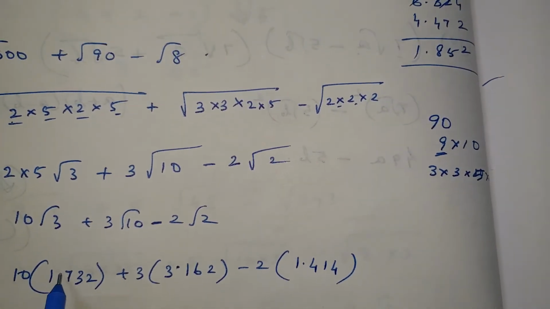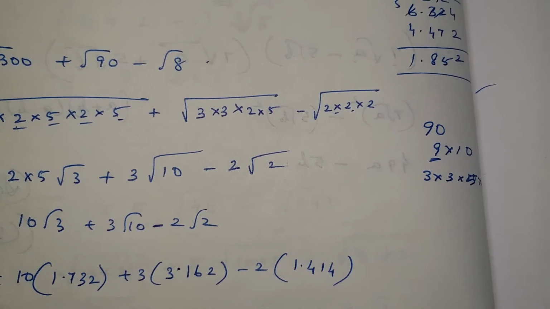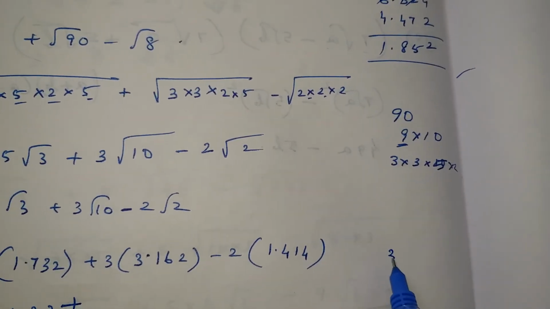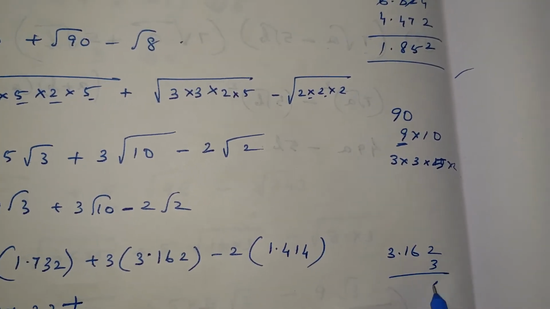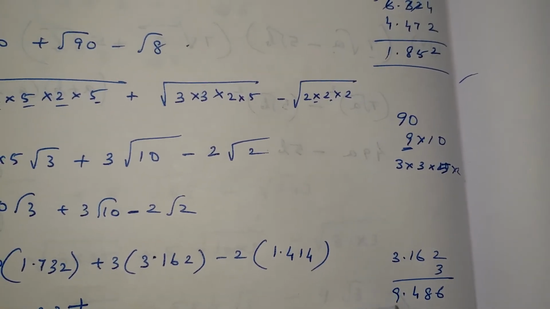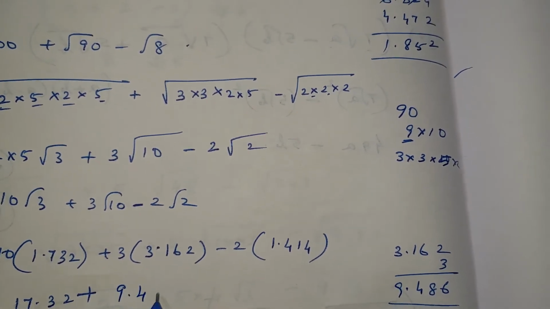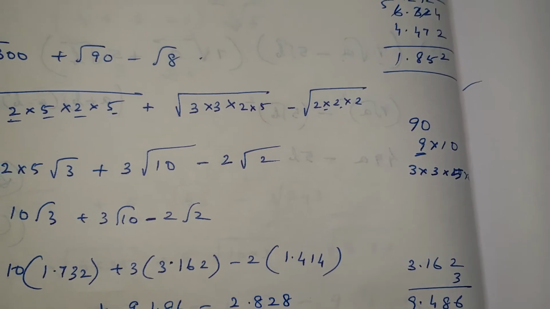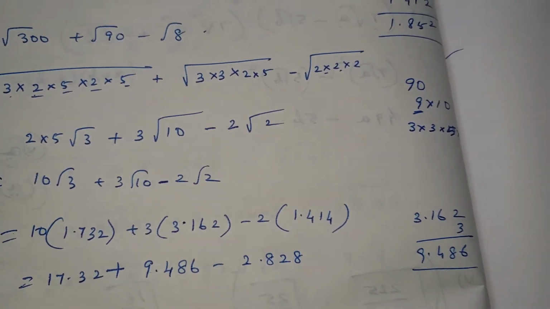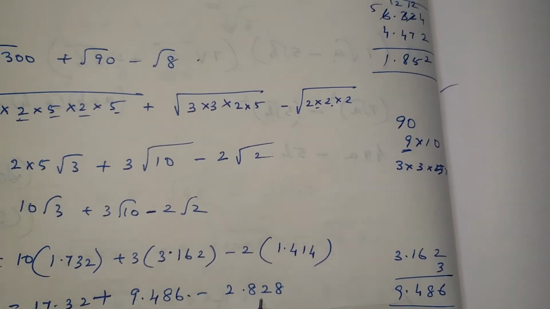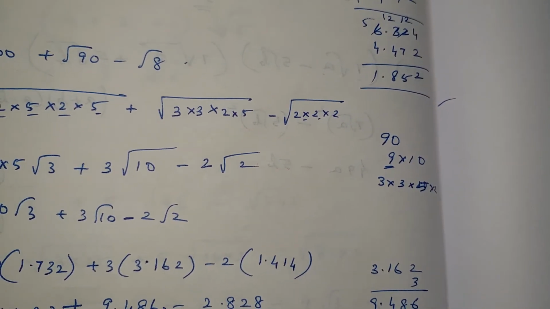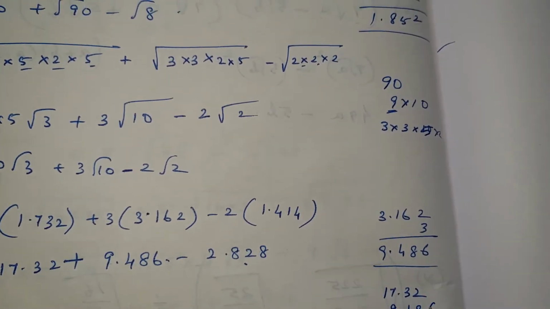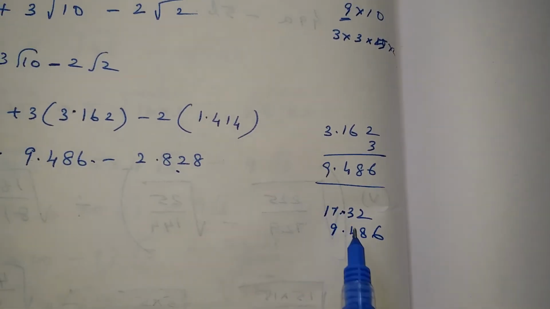Now, multiply this by 10, which means the decimal will move by one place. So, you will get 17.32 plus 3.162 into 3, which is 9.486, minus, multiply this and you will get 2.828. Okay. So, now add these two values, and subtract from this. So, you have 17.32 plus 9.486. See that the decimals are one below the other. So, I am writing the decimals one below the other.